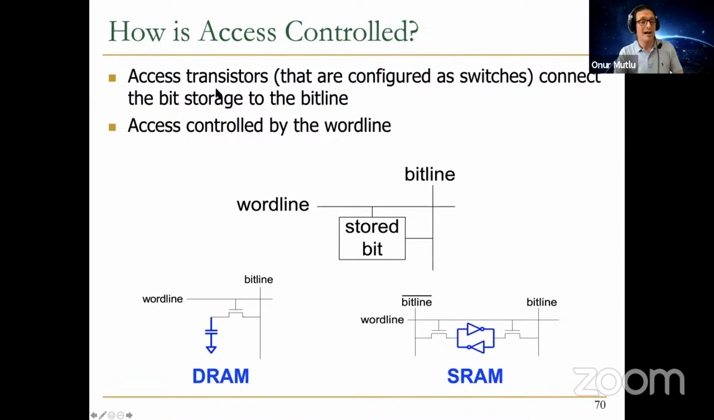Okay, so how is access controlled? Access is controlled by access transistors, essentially. And these are configured as switches. And these connect the bit storage to the bit line. And you can see that, basically. And access transistors are controlled by the word line. So let's take a look.